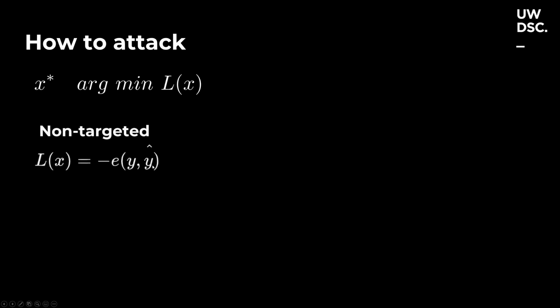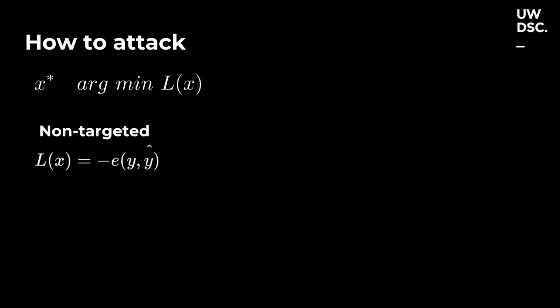How to attack mathematically? It's basically an optimization problem. Let's say we want to find the x such that it has the minimum loss. L stands for the loss function, and x is the input. And x* is the x we want to get. For a non-targeted attack, the loss is equal to negative e given y, which is the prediction, and y hat is the desired prediction.